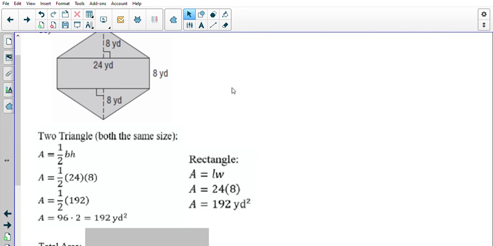24 times 8 is going to get us an area of 192 yards squared. And again, that's for our rectangle. Then we have two triangles. They're the same size. Now, a lot of times I have students who see this dotted line in here and think they need to split this big triangle into two little triangles. You don't need to do that. That's the height of this big triangle that I'm going to outline right here.